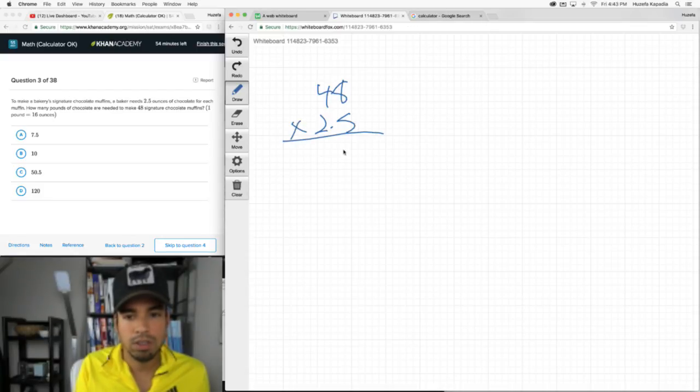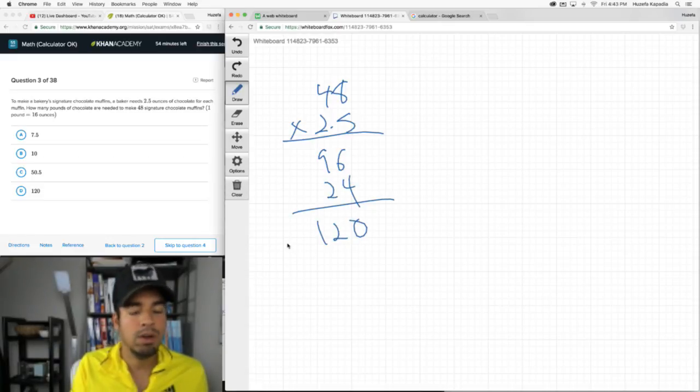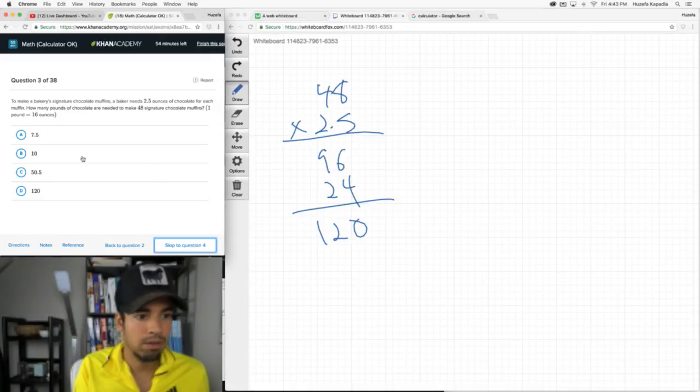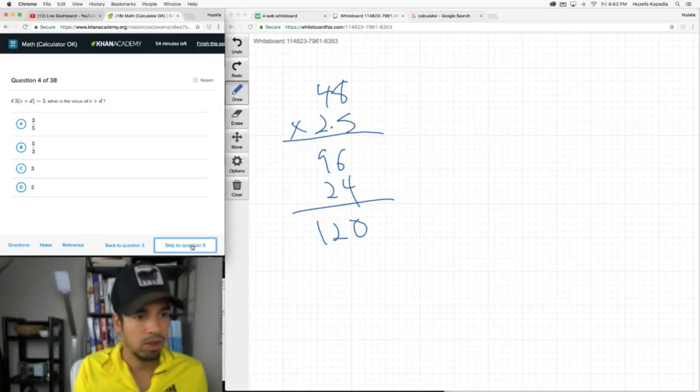Actually, I can do this. 96 plus 24 is 120. So we need 120 ounces, but now we want to convert that to pounds. Let's not even mess around. We have to divide by 16, and it's 7.5. All right, next question.